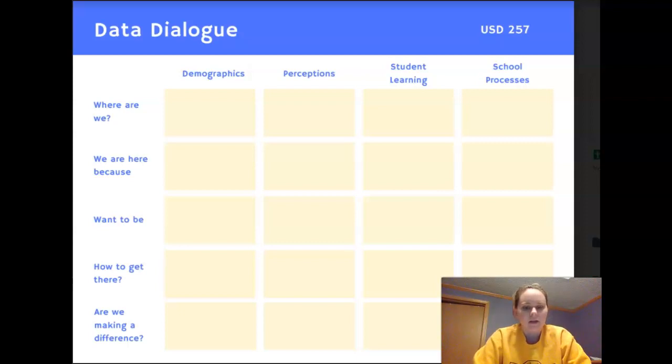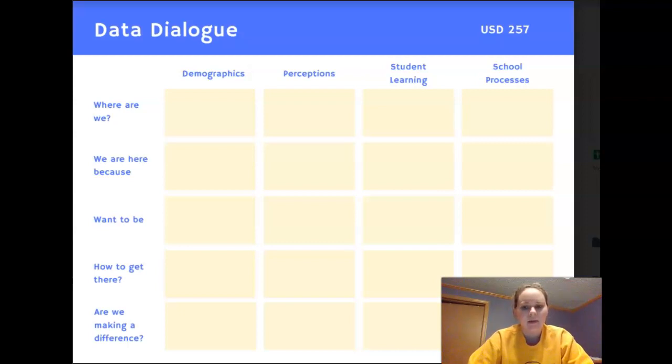So I started with the where are we? We are here because, as a school or district, we want to be. How do we get there? And are we making a difference on my left hand column side?